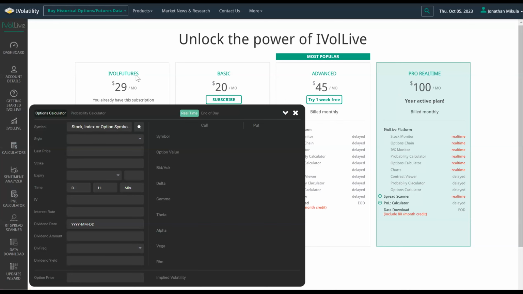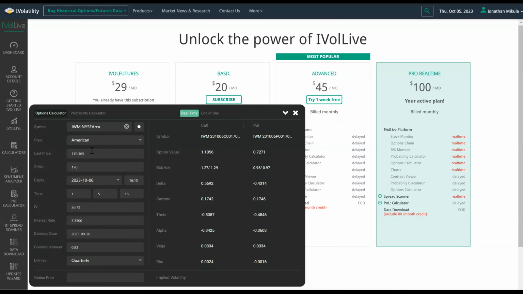So what these calculators do is, for an example, if we did IWM, click that. This is going to give you the ability to play market maker, right? Because when you type in a ticker symbol, this could be IWM, which I just did, it could be Apple, it could be Google, it could be Meta, whatever. It's going to give you the at the money strike, which is 170. It's going to give you the nearest term expiration, which is October 6th. In this case, the days to expiration, 1 day, 5 hours, 16 minutes. It's going to give you the implied volatility level, interest rates, overall dividend date and dividend amount for this particular instrument, and then the frequency.